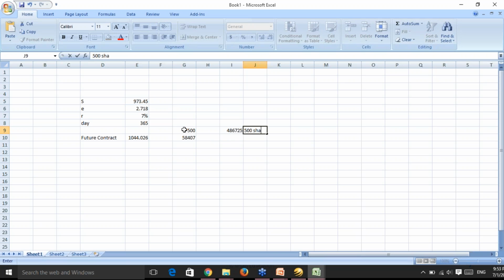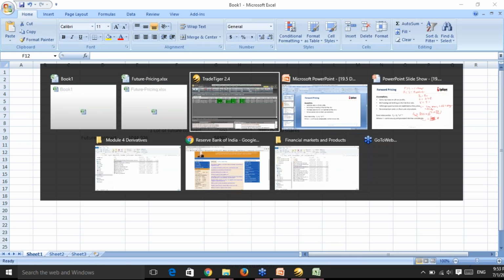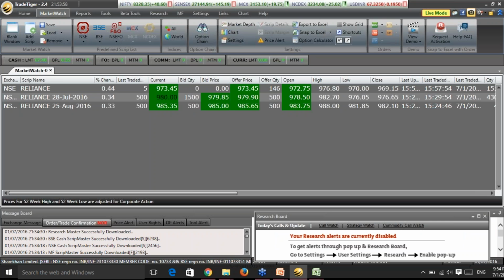To buy one lot of future contract, which contains 500 shares, you have to pay only 58,000. So total investment will be around 5 lakh something. Anyways, the interest in this case would be hardly a percent, maybe for a month, not more than that. But it is too much overpriced. Let's suppose if it is 990 or 1,000, the difference is high. In that situation, you can go for a cash and carry arbitrage.